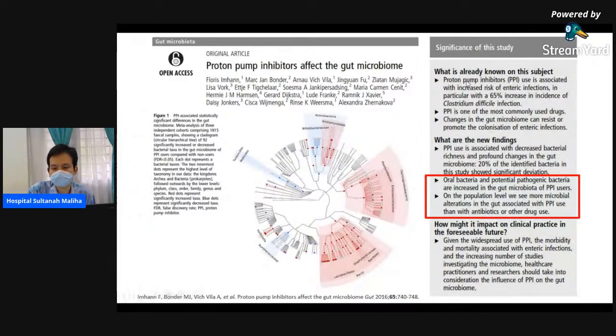And up here is what is known on this subject. We know PPI use increases enteric infections, and there is a 65% increase in the incidence of CDI infections. So we talk about SARS-CoV and oral vancomycin, but we can avoid them all if we know when to prescribe PPI.